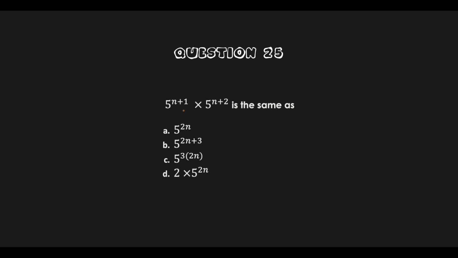So based on the law of indices, once we have the same base and we are multiplying, we could add the powers. So this comes from a to the power of m times a to the power of n is equal to a to the power of m plus n. Now how does that apply to this? Because I have the same base, which is 5, I can simplify that and say 5 to the power of n plus 1 plus n plus 2. And that's because they are being multiplied.